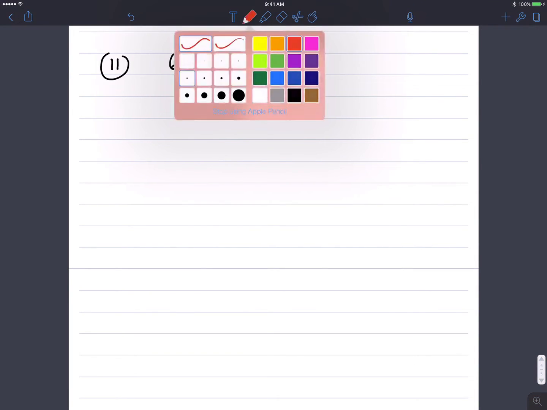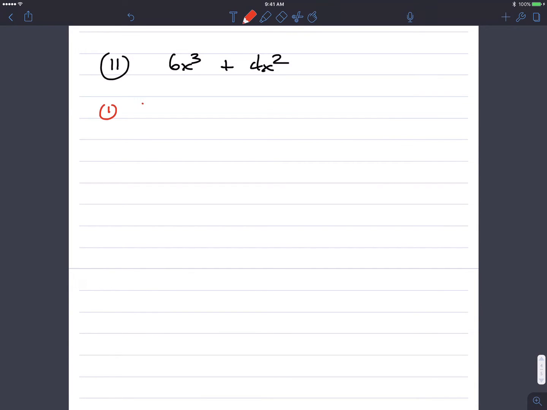Here's going to be 11. So we're going over these GCFs. 11, 6x cubed plus 4x squared. Okay, so we're going to go with step 1. Greatest common factor of 6 and 4. Try the numbers first. 6 and 4. What's your GCF? 2. Good. X cubed and x squared. X to the smallest power. What power is smaller, 3 or 2? 2. Got the GCF, 2x squared.